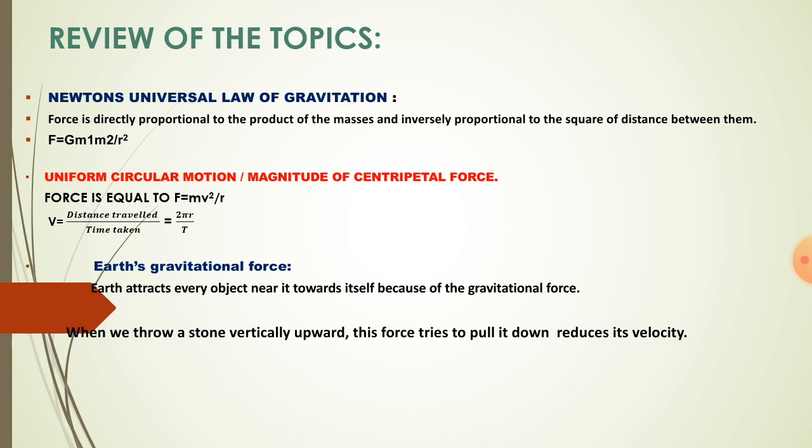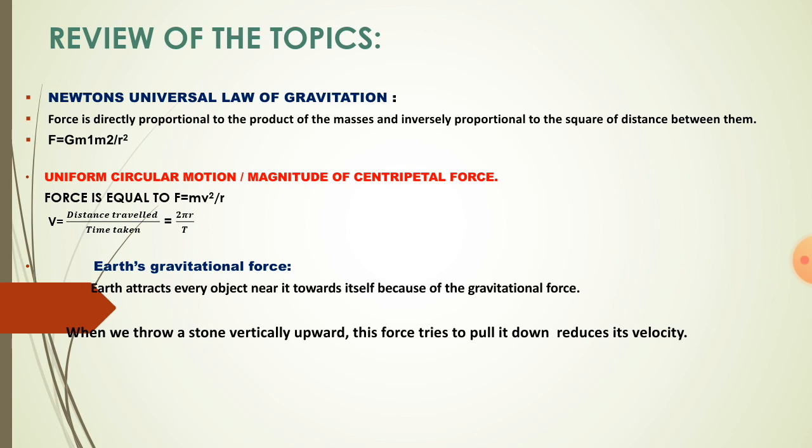Then we have learned about uniform circular motion and the magnitude of centripetal force. Here we have derived F is equal to mv square divided by r. What is v? v means speed and it is equal to distance traveled divided by time taken, so that is again equal to 2 pi r divided by t. And then we further derived one formula. This is a kind of theoretical thing.